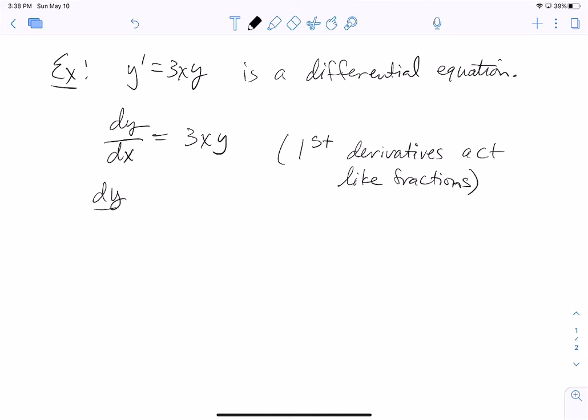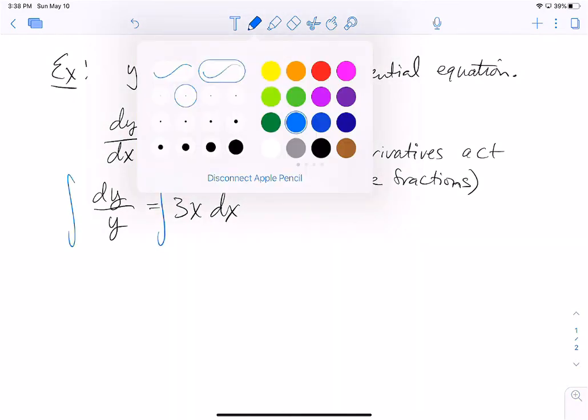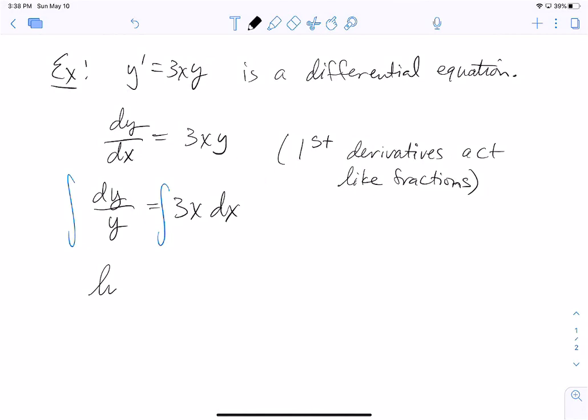that has a y on it on one side and everything that has an x on it on the other side. So now we have dy over y is equal to 3x dx. With the differentials on both sides, it should make sense. We're going to integrate. And on the left-hand side, what we end up with is the natural log of y, really I guess the absolute value of y, is equal to 3/2 x squared plus c. We're just using integration rules that we already know.